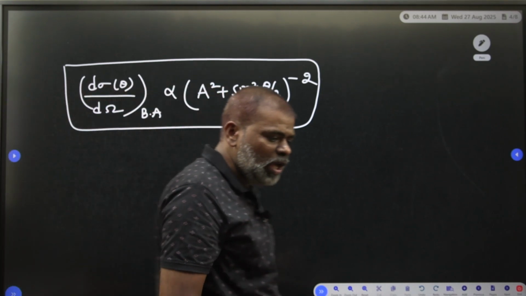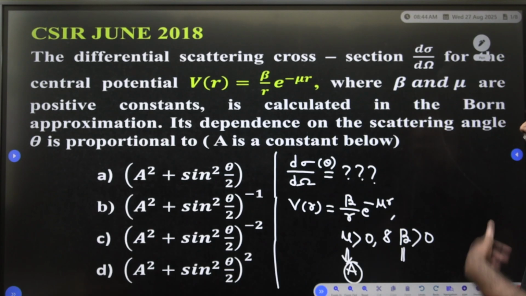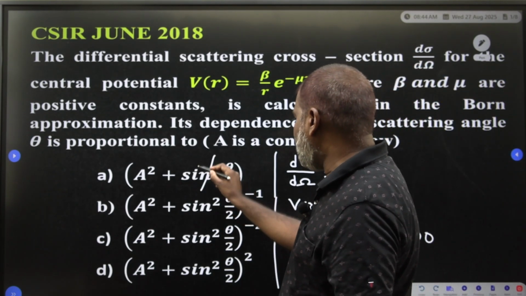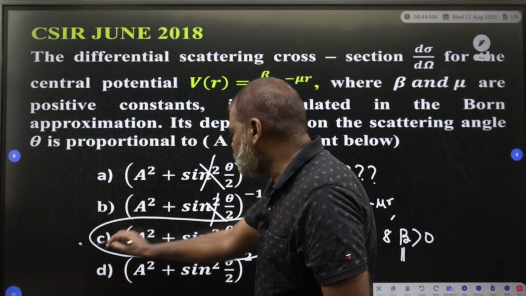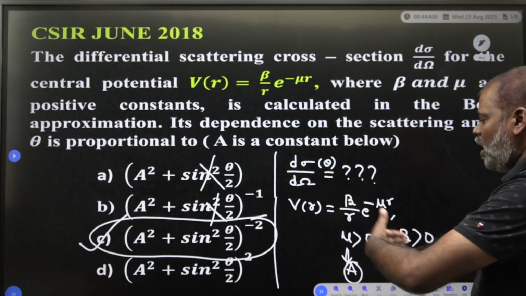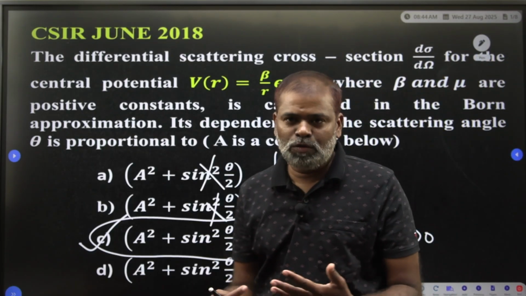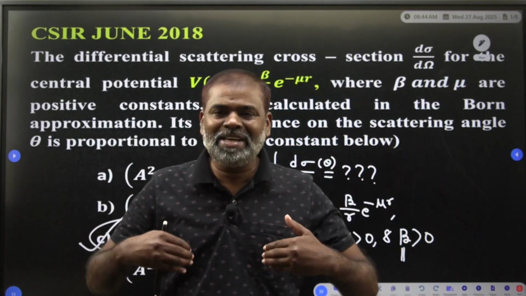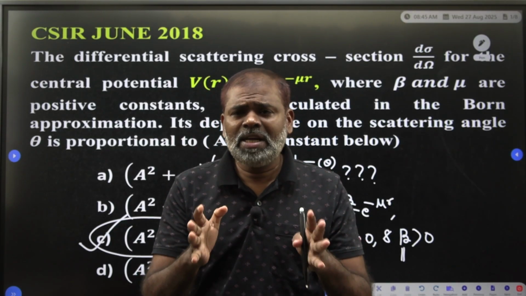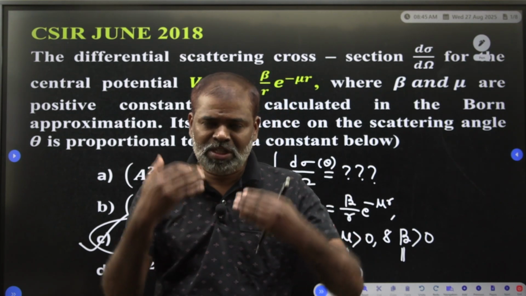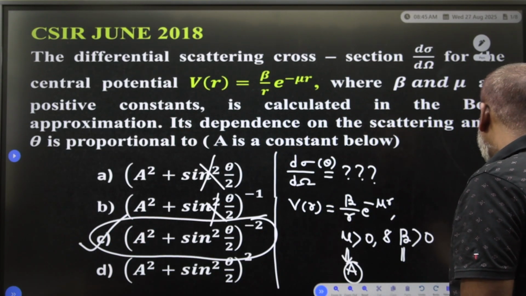Like this you have to do in your competitive examination. Once you have the answer, check whether it is there in the options. Option A is wrong, option B is wrong, option C is correct. What is option C? (a square plus sin square theta by 2) to the power of minus 2. So this is the value you have to see. Before doing this, we need to know what the Born approximation is, what the scattering amplitude of the Born approximation is, and how we derive it. Inside the equations we will also get it clear.